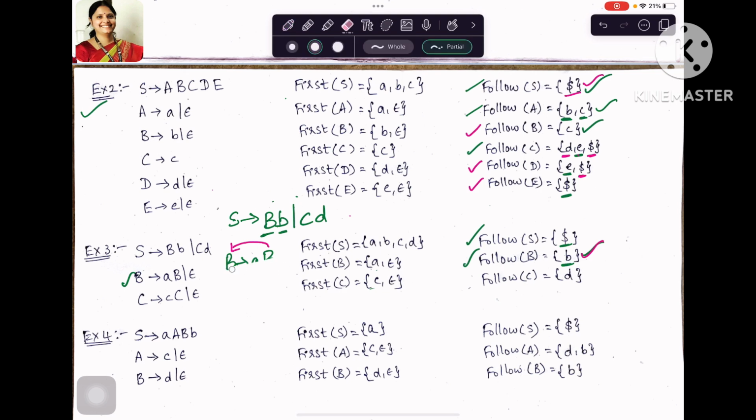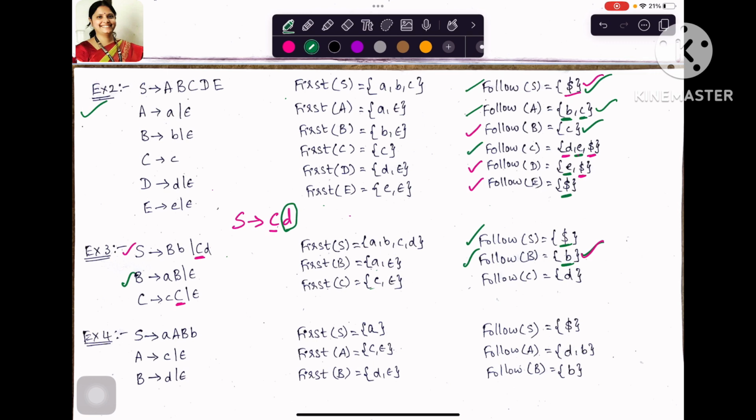Next, let us calculate follow of C. We should find the C in the right hand side of the productions. Here I find C in the right hand side of the production, and also here. So first we will go with this production, that is S produces CD. So the follow of C is D. D is a terminal symbol, we can directly place it in the result.